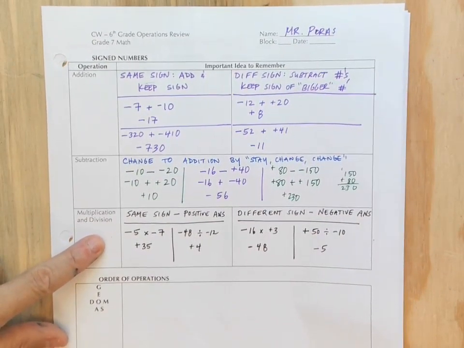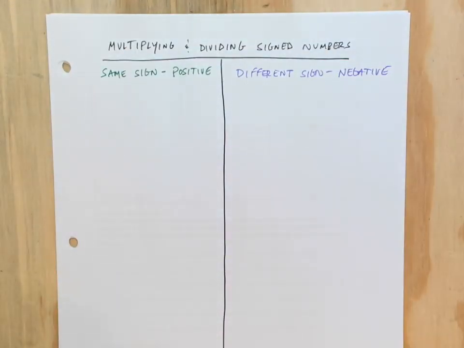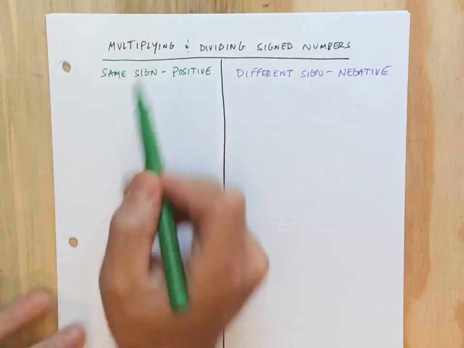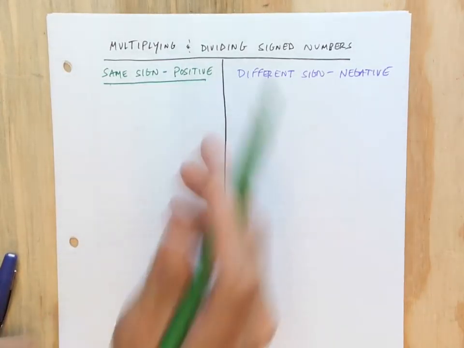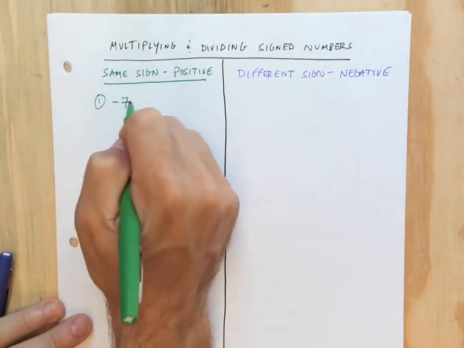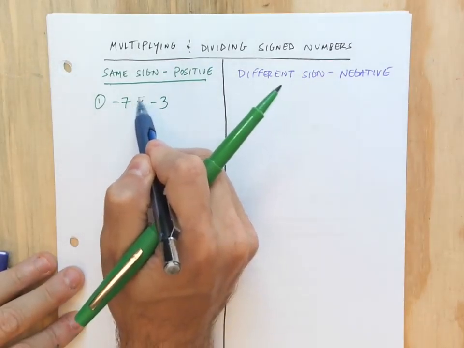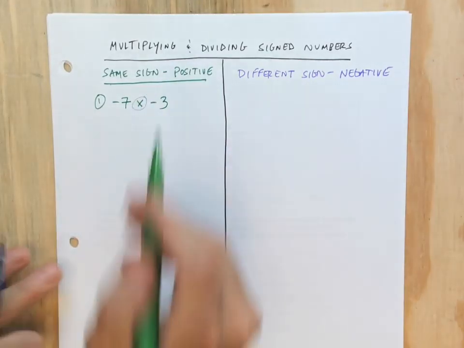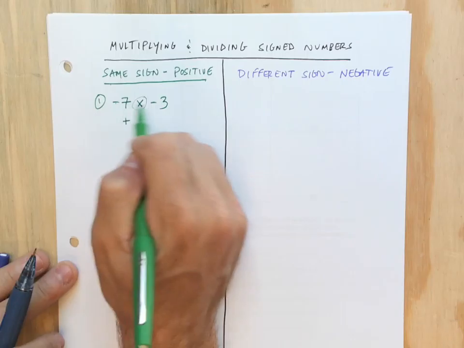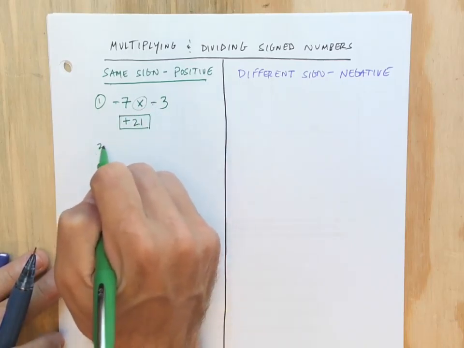These are your notes from class that you took on multiplying and dividing signed numbers. We'll talk about them here. You recall if the signs are the same of the two numbers you're multiplying or dividing, the answer is positive. So if I had -7 times -3, I find the operation, I'm multiplying the two numbers. The signs are the same, so the answer is positive, and 7 times 3 is 21.